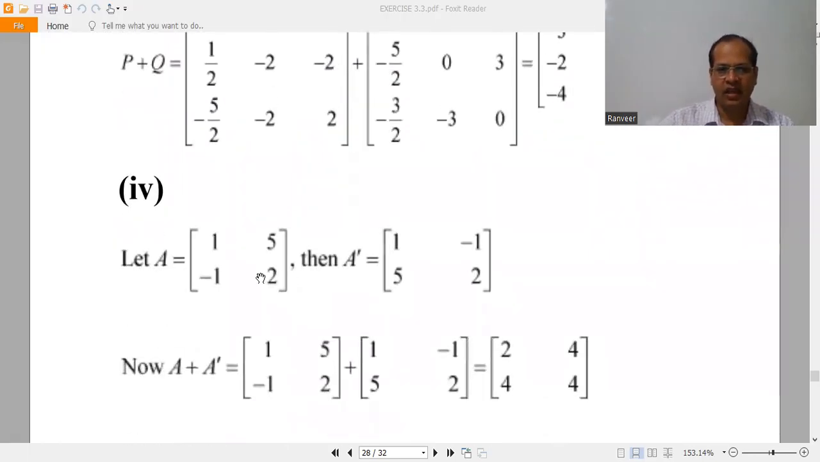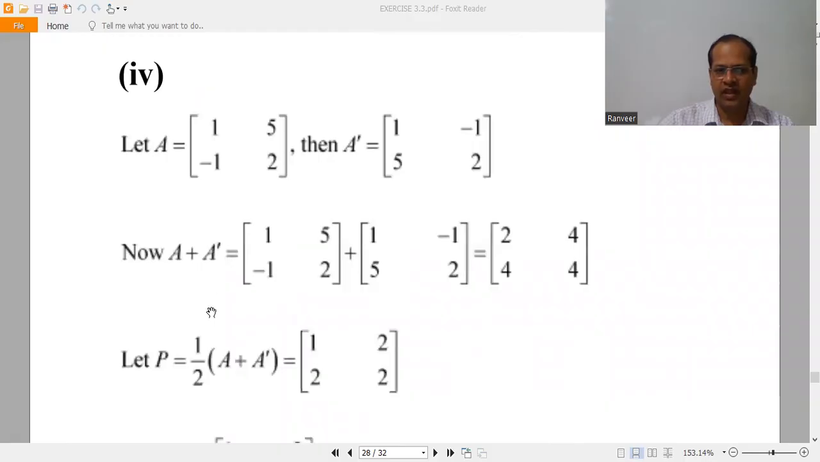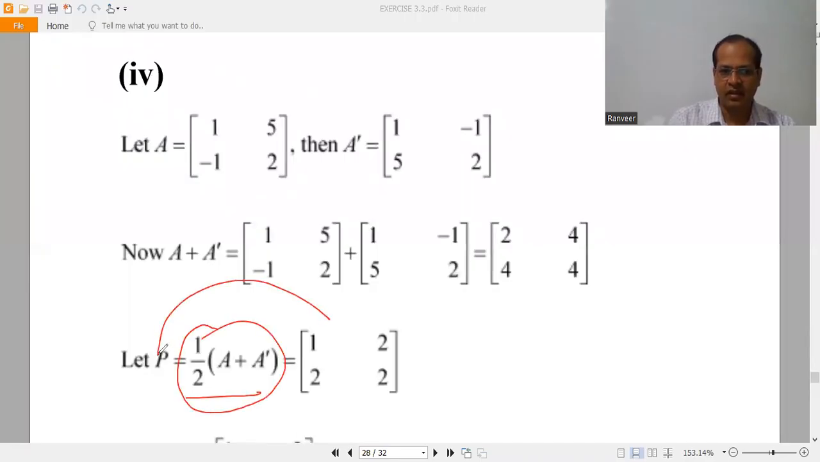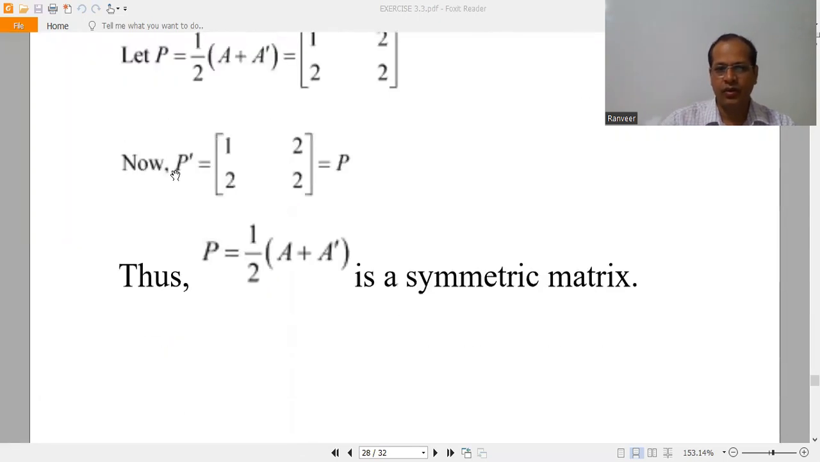Fourth question, A and A complement. So A plus A complement, we can represent this. This is the value. So half of A plus A complement represents the symmetric matrix, and this comes to P. So for the symmetric matrix, we have to check P complement is equal to P. So this is a symmetric matrix.